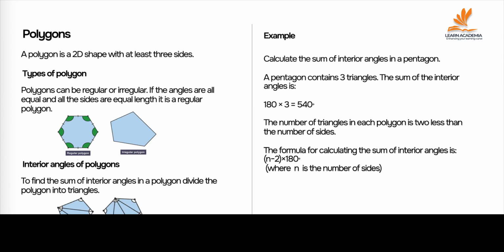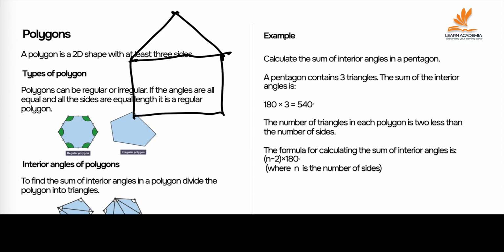Now it says calculate the sum of interior angles in a pentagon. So the pentagon contains three triangles. If I were to draw a pentagon, a five-sided shape, I should have something like this. Don't mind my diagram. If I divide this into triangles, I would have this. So practically, I have been able to divide this pentagon into three triangles.